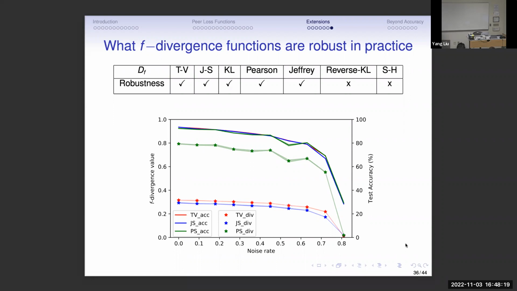Okay, these are the empirical results. I think it's not important at this moment. Skipping this one.